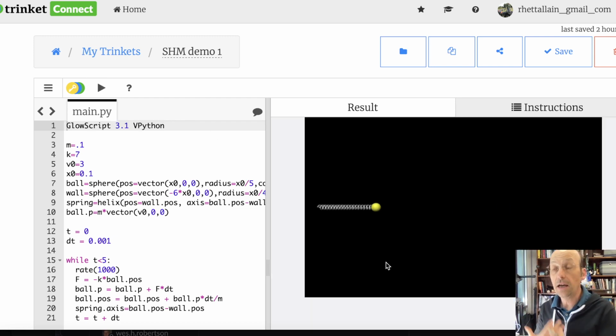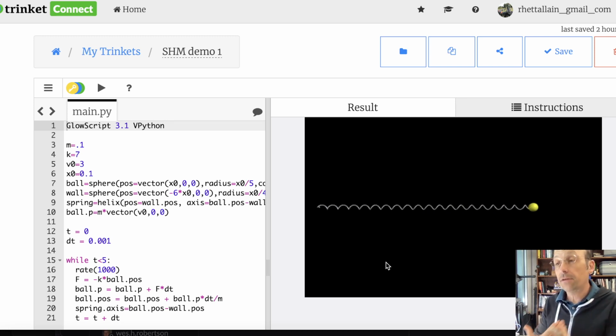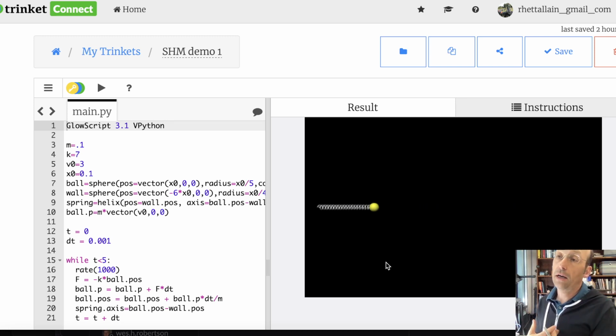I know the mass. I know the spring constant, k. I know the initial position. I know the initial velocity, and then it goes on forever. Or it goes on for 5 seconds, which is forever in this case. So if you want to know how to make this, I have a video I've already done on this, but I can show you again later if you want.